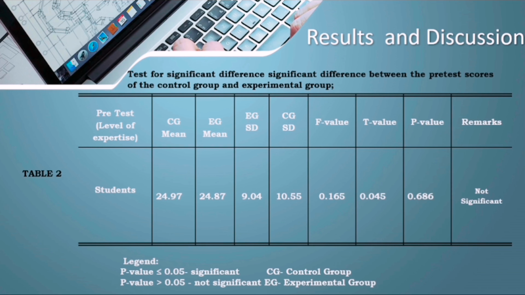Now, during the test for the significant difference between the pretest scores of the control group and the experimental group, the data shows that there is no significant difference.